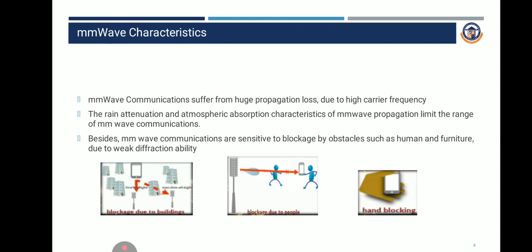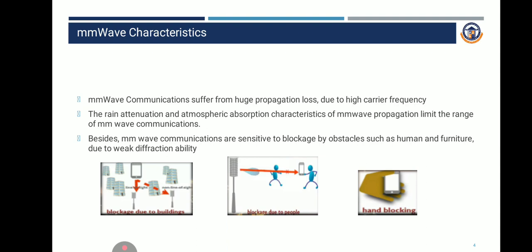Then going to wave characteristics. Millimeter wave is a general term for electromagnetic waves within the frequency range between 30 to 300 gigahertz, which we have seen already. And it has the properties of high frequency, short wavelength, narrow beam, and good directivity.